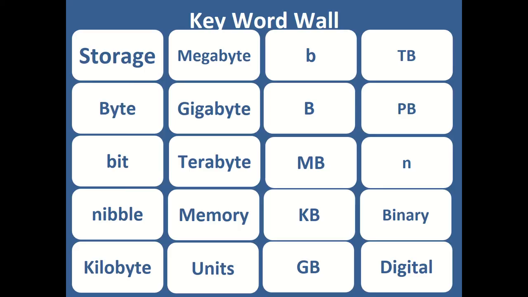Have a look at these key words. Can you put all the different units in order? Pause the video and try and write them down. You should have found B for bit first, followed by N for nibble, then capital B for byte, followed by KB, MB, GB, TB and PB.